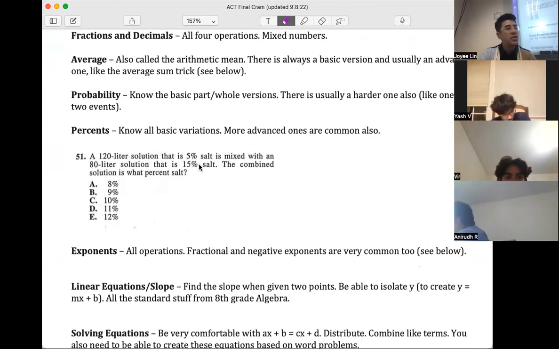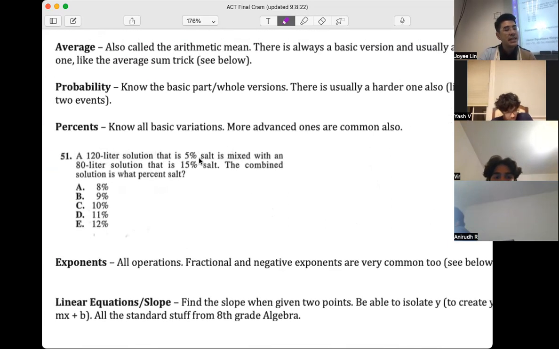So this one is showing up more often on the ACT science and the math. What's the deal with mixing these solutions? Can we approximate how much it's going to be? Does anybody have a way of approximating here?